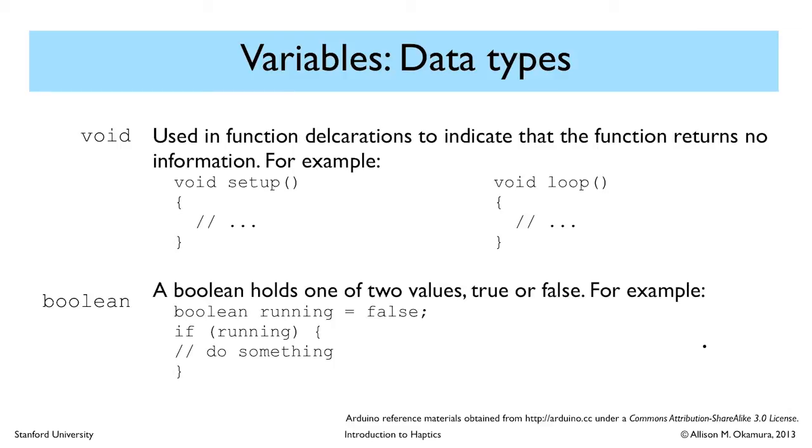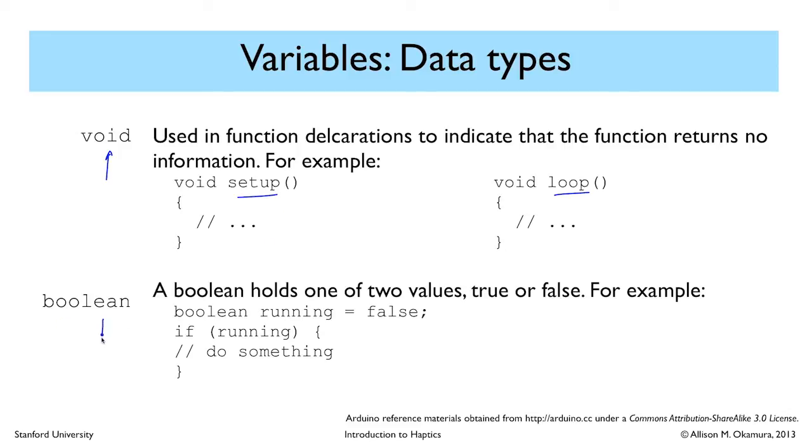Data types, which I've already mentioned in passing, are also important. Void is a very simple one. It's only used in function declarations to indicate that the function returns no information. So the two standard functions that all Arduino sketches have are the setup function and the loop function. And you'll notice that it says void in the program because the function returns no information. It does things, but it doesn't output a value at the end. However, functions that you write yourself could output a value, and we'll talk about those kinds of functions later.